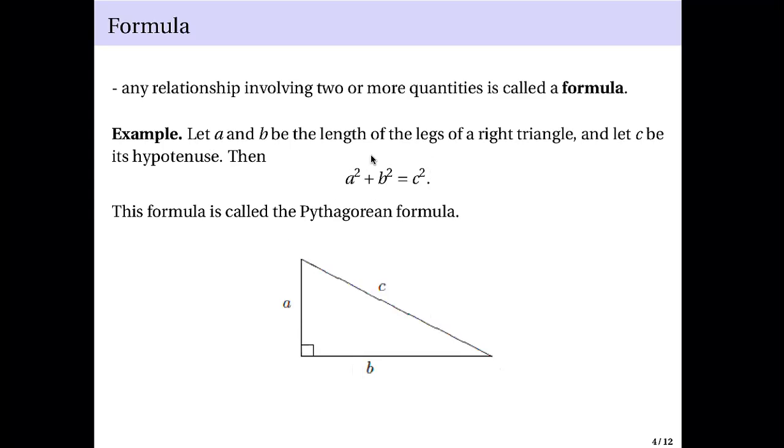Then the following formula holds. A squared plus B squared equals C squared. And this formula here is very famous. It's called the Pythagorean formula for the triangle.